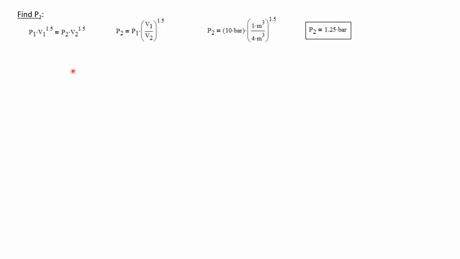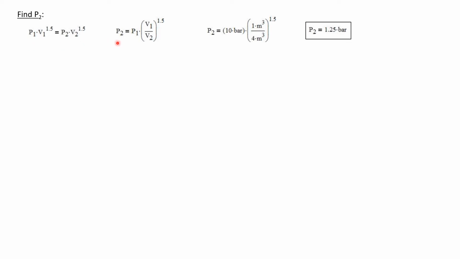Well, to begin solving this problem, let's find our unknown pressure at state 2. We'll do that by looking at the polytropic process equation, where P1 V1 to the 1.5 power is equal to P2 V2 to the 1.5 power. And that comes from the definition of a polytropic process, which is PV to the n power is constant.